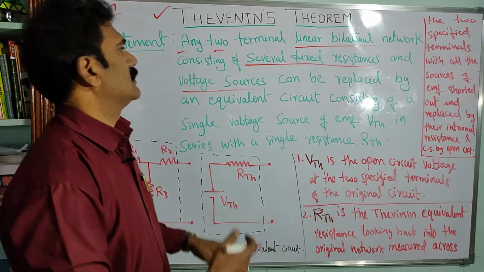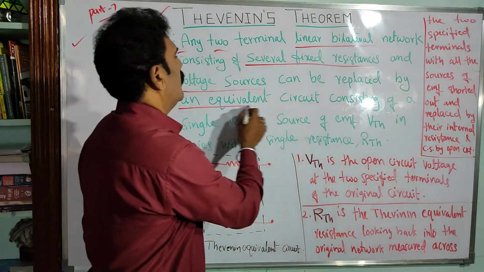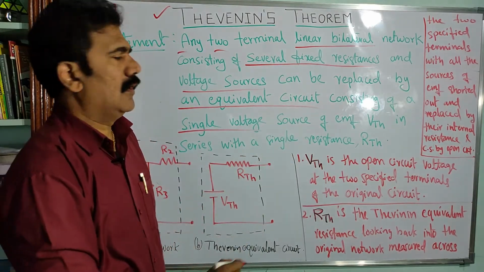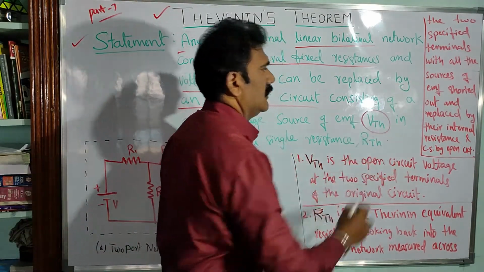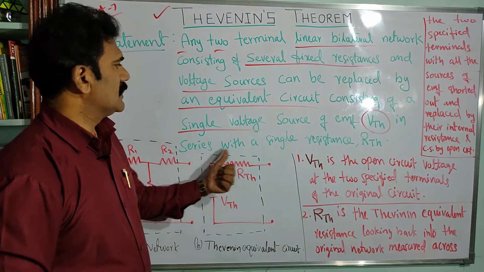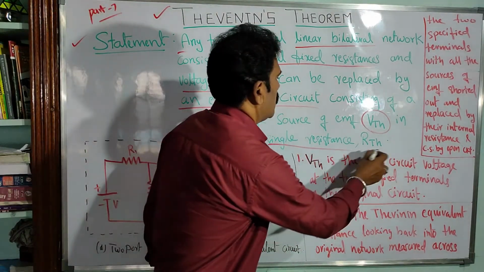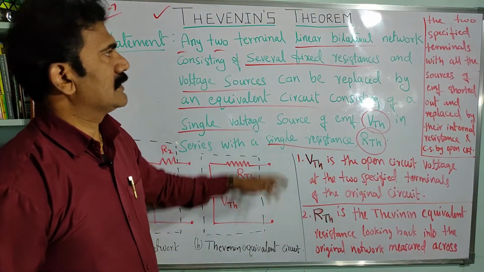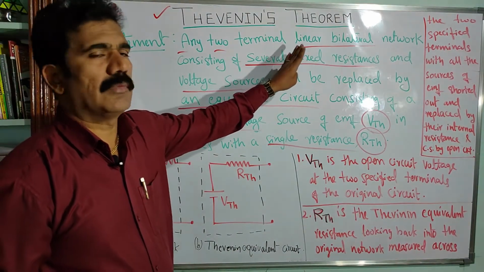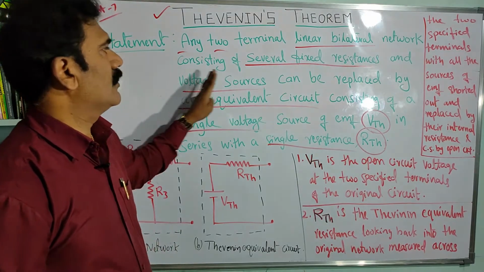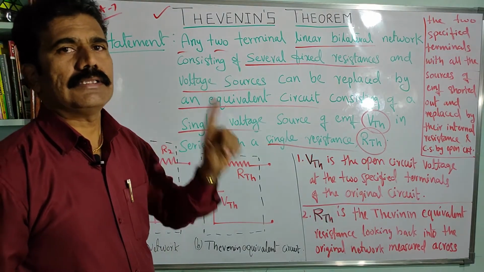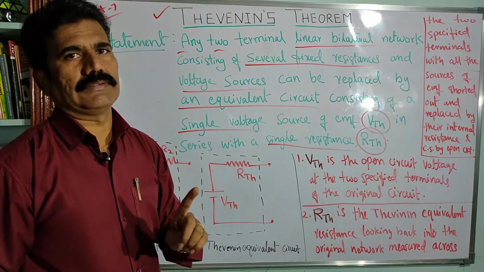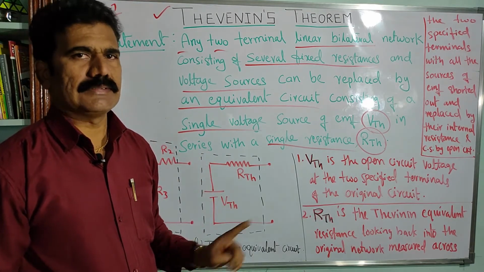can be replaced by an equivalent circuit consisting of a single voltage source of EMF VTH, connected in series with a single resistance called RTH. So very simple it is. You can replace any complicated network consisting of any number of fixed resistances and any number of voltage sources by a single voltage source and a single resistance connected in series, that's it.